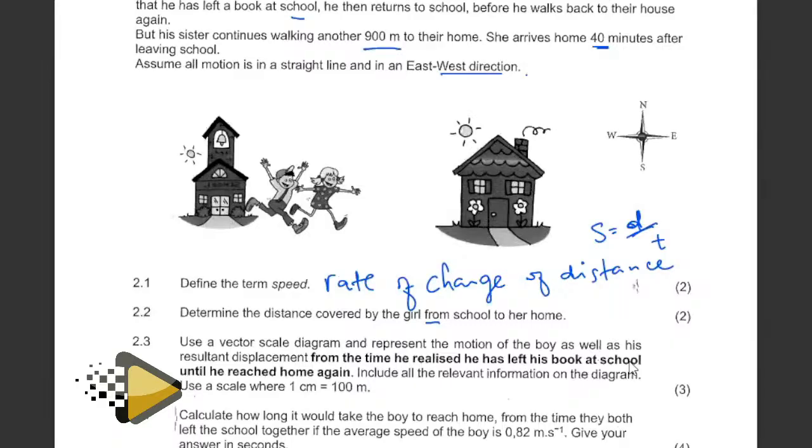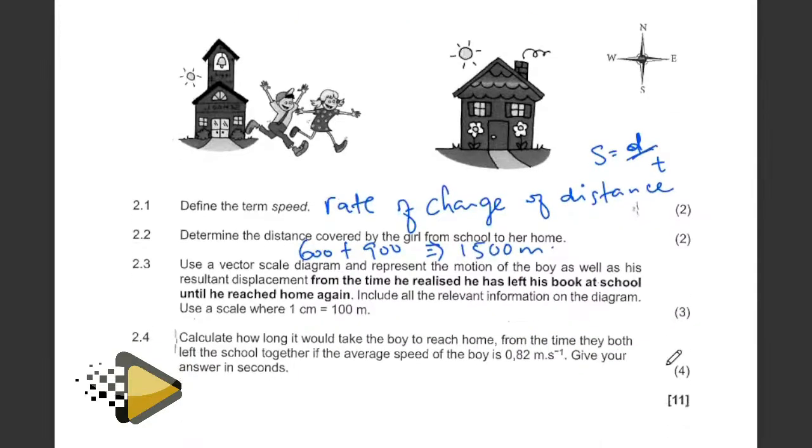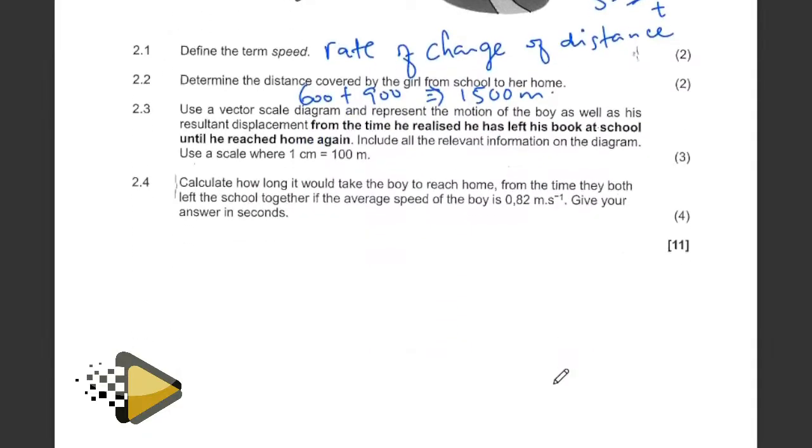So we know that she walked 600 before the sense got to the brother, that he had left some books at school. So that will be 600 plus the 900 extra. Okay, so 600 plus 900, we are getting 1,500 meters. Okay, then 2.3, they want us to draw. Use a vector scale diagram and represent the motion of the boy as a resultant from the time he realized he has left the book at school up until he reached home again.